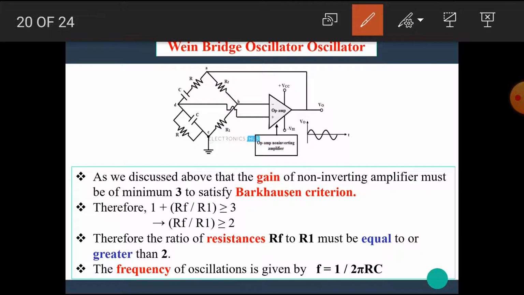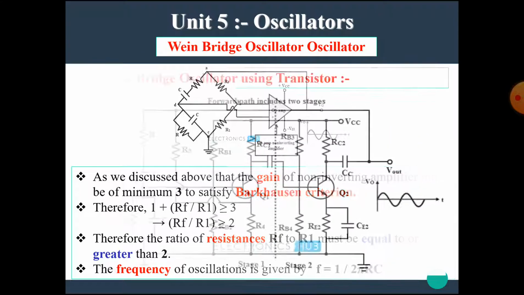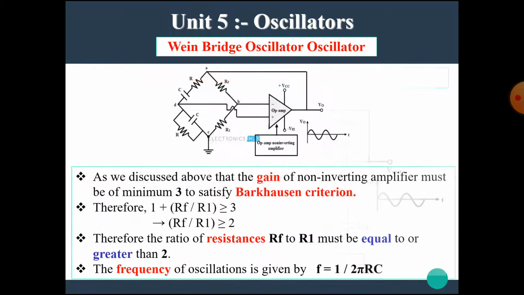Okay, therefore here we get the gain 1 plus Rf upon R1 greater than or equal to 3. That means Rf upon R1 is equal to 2. Therefore the ratio of the resistances Rf upon R1 must be equal to or greater than 2. Okay, the frequency of oscillation is given by f is equal to 1 upon 2 pi RC. This is the Wien bridge oscillator using an op-amp.